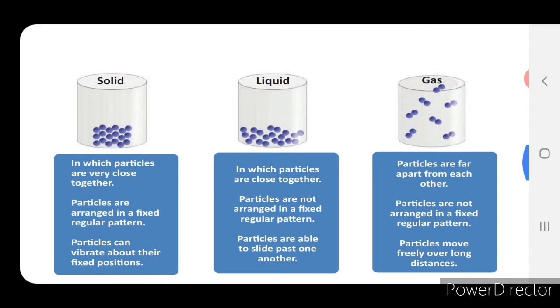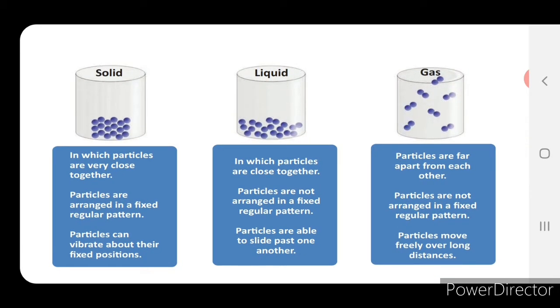So if you observe this picture, first one solid, second one liquid, third one gas. So if you take solids, here the molecules are tightly packed. Yes, and in liquid it is loosely packed, and in gas it is very loosely packed. So solid, in which particles are very close to each other and particles are arranged in a fixed regular pattern. Based on the shape of the solid, the molecules are arranged. The particles can vibrate about their fixed position. If you apply some heat, the molecules start to vibrate.